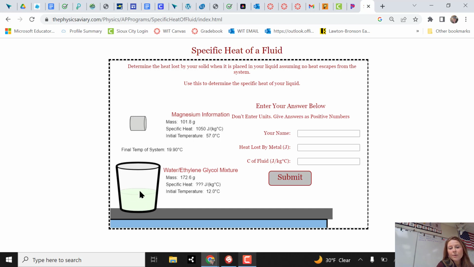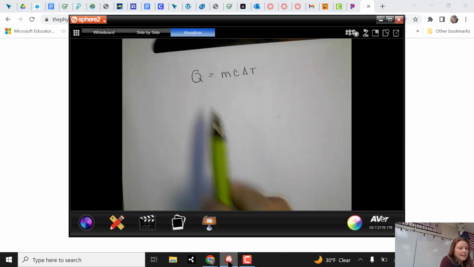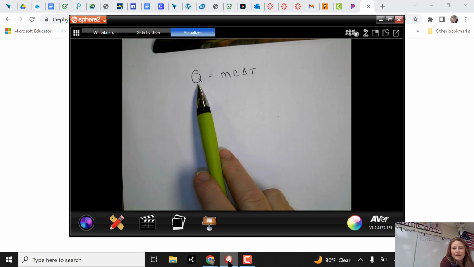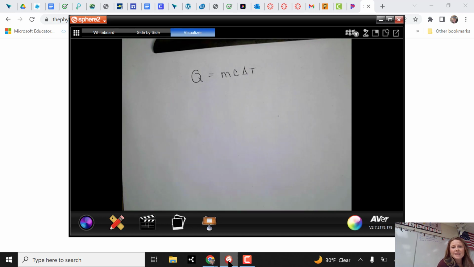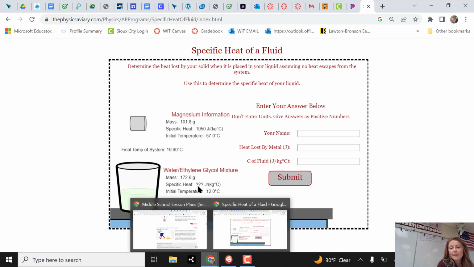And that thermal energy is going to go into our water ethylene glycol mixture. So the temperature of this glycol mixture is going to rise from 12 to 19.9 degrees Celsius. Water ethylene glycol must have a higher specific heat capacity because its temperature doesn't change as much. It's going to gain that amount of heat energy that the magnesium loses, but its temperature isn't going to rise as much, meaning that it's going to have a higher specific heat capacity.